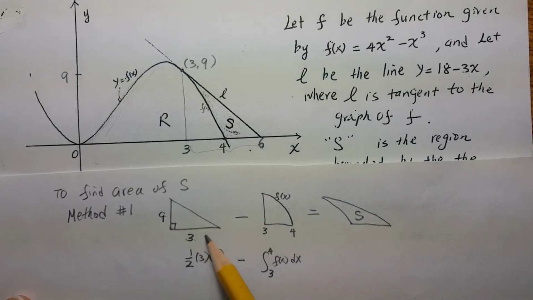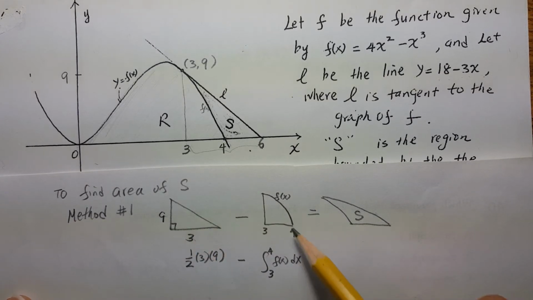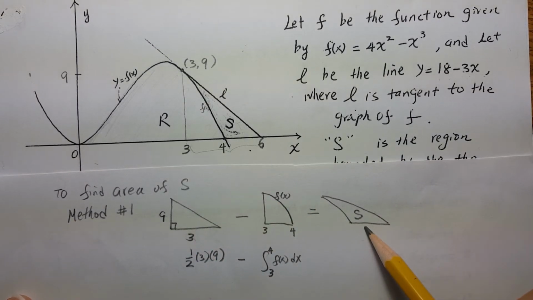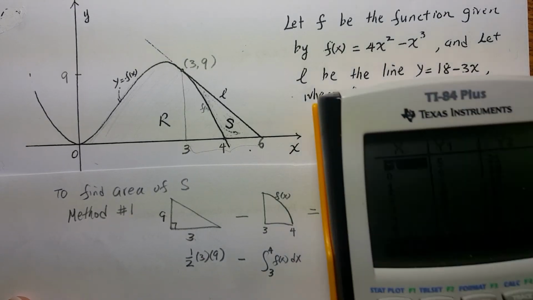So as soon as I get my area of the triangle and subtract this part, then I'll get the area of the letter S. So now I'm going to type it into my calculator.